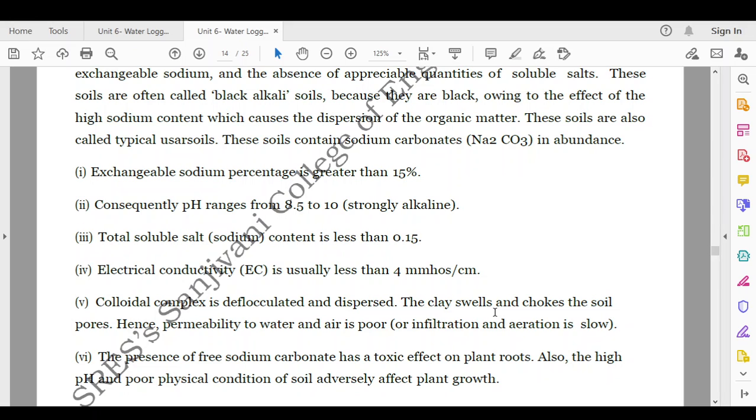The presence of free sodium carbonate has a toxic effect on the plant roots. Also, high pH and poor physical condition of the soil adversely affect plant growth. These are the factors to remember. The presence of free sodium carbonate has a high toxic effect on the plant roots. Also, the high pH and poor physical condition of the soil adversely affect plant growth. This soil also doesn't allow infiltration, and aeration is low.